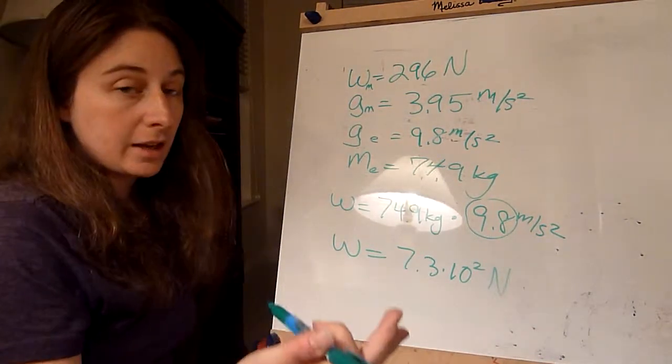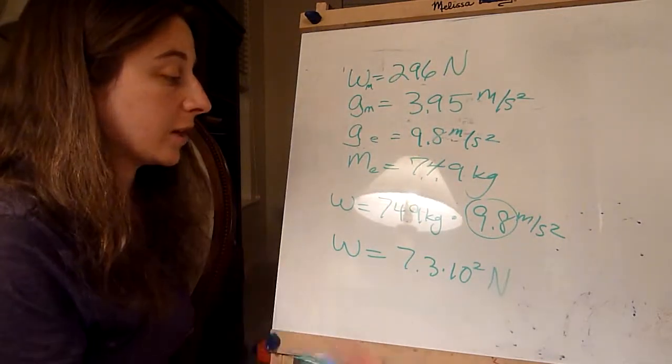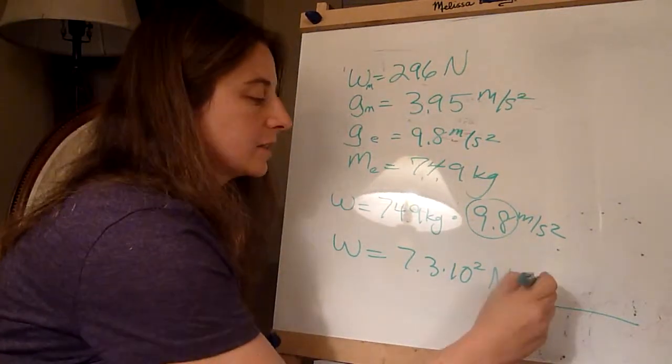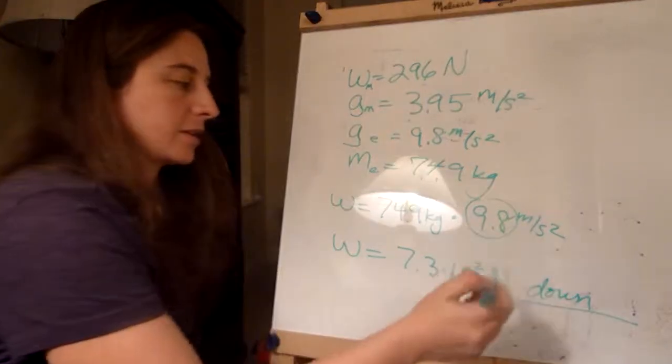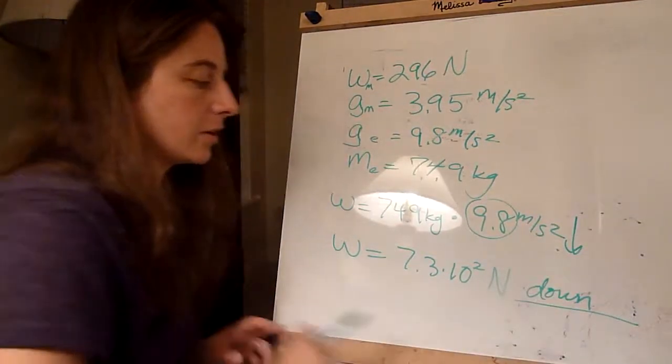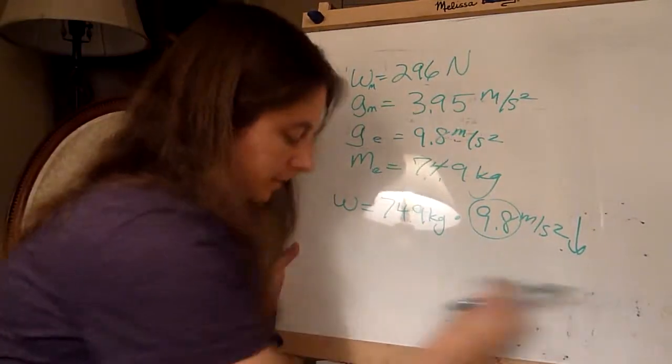Again, weight is a force, which is a vector quantity, so we need a direction: down toward the center of the Earth, because the acceleration vector due to gravity is down. So that's number 7.